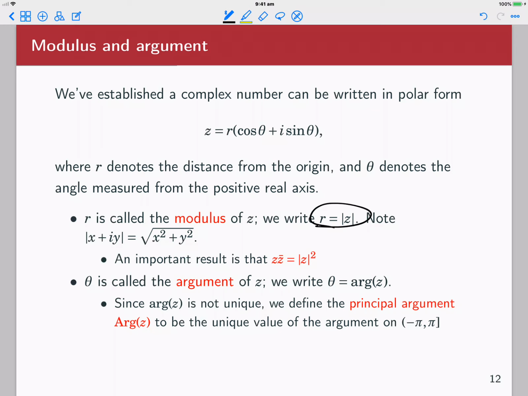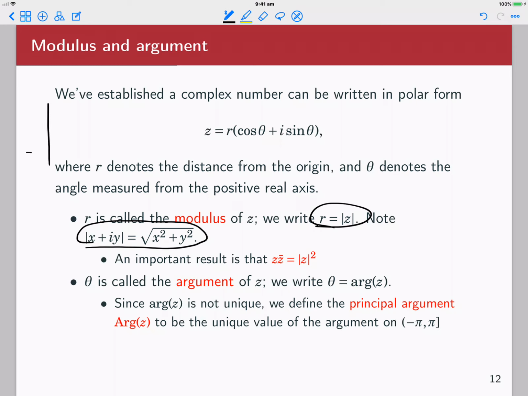So if you have a complex number, that symbol doesn't mean absolute value anymore, because absolute value is reserved for purely real numbers. So if you see that symbol around a complex number, it's referring to the modulus of that complex number. And here I've written that the modulus of x plus iy is the square root of x squared plus y squared. So that's just the definition. Again, it's easy to see why that's true.